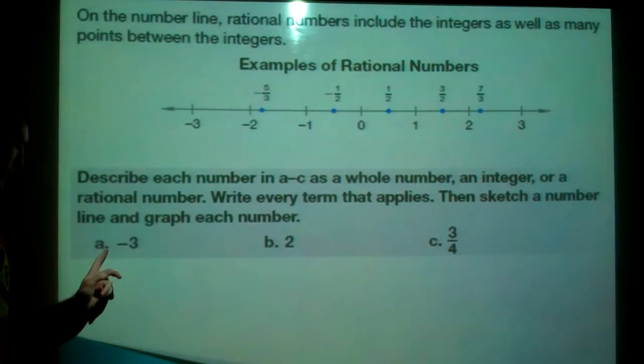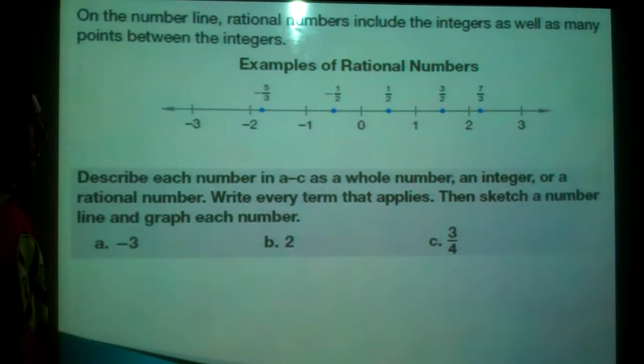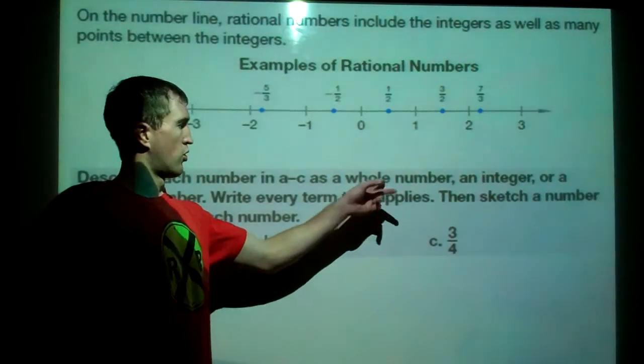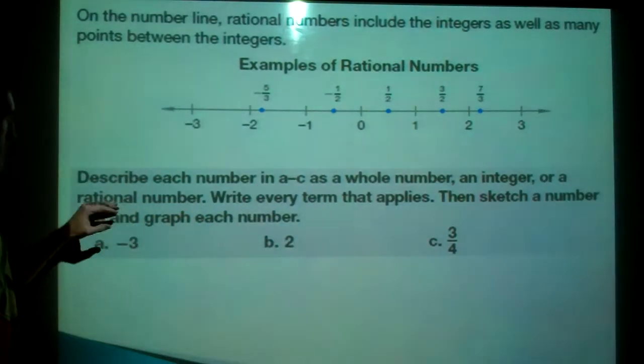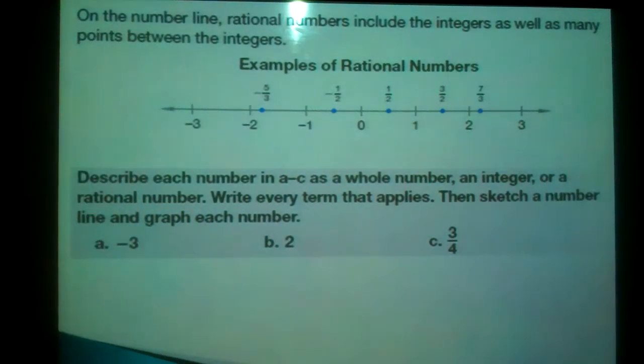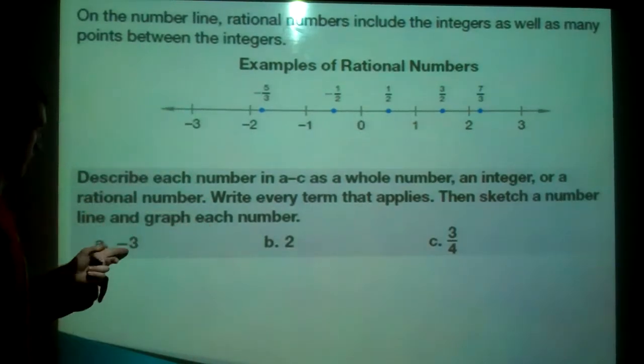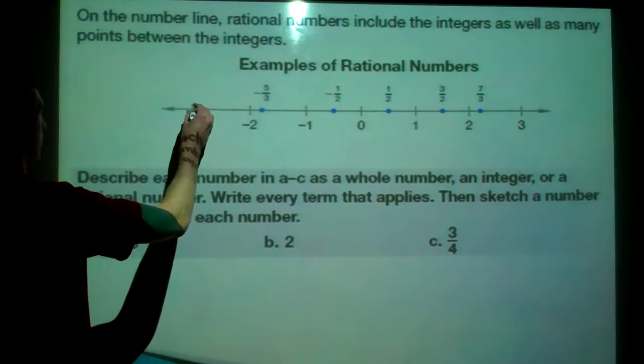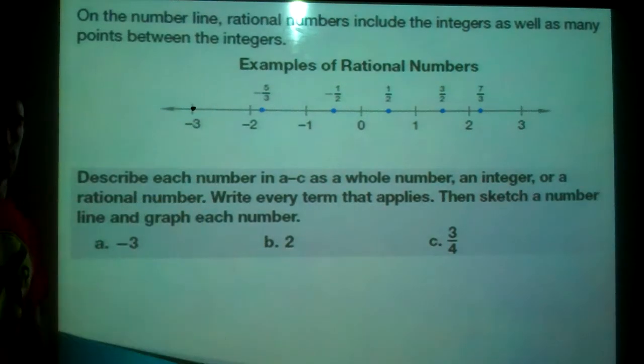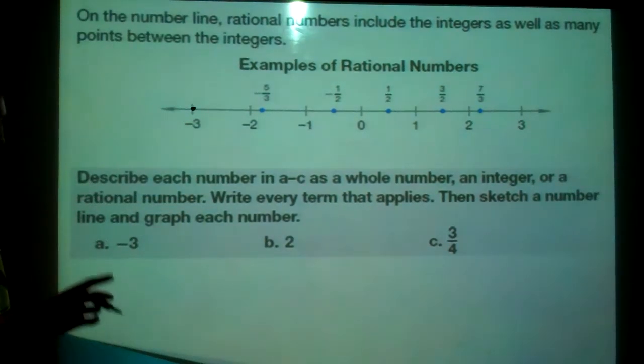So if we look at -3 here, it says decide whether it's a whole number, an integer, or a rational number. So write every one that applies, then sketch it on the number line. I'm not going to take the time to sketch it on the number line, but what you would do is if we took -3, we'd put it right here. That's all you have to do.